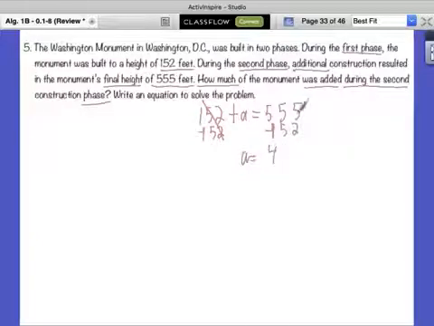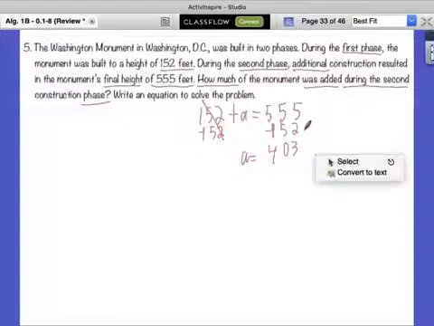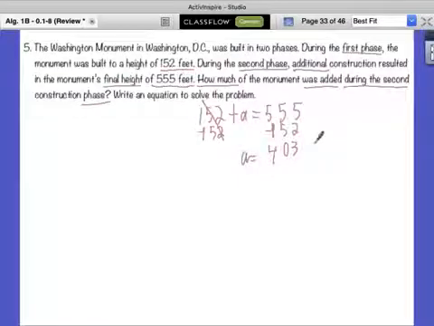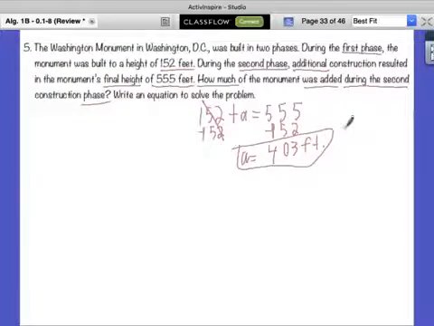403. You were doing 5 minus 3, you were going with me. 5 minus 2 is 3, 5 minus 5 is 0, 5 minus 1 is 4. And now this is 403 feet. We don't want to forget our label. So how much was that during the second phase? 403 feet. Any questions on that?